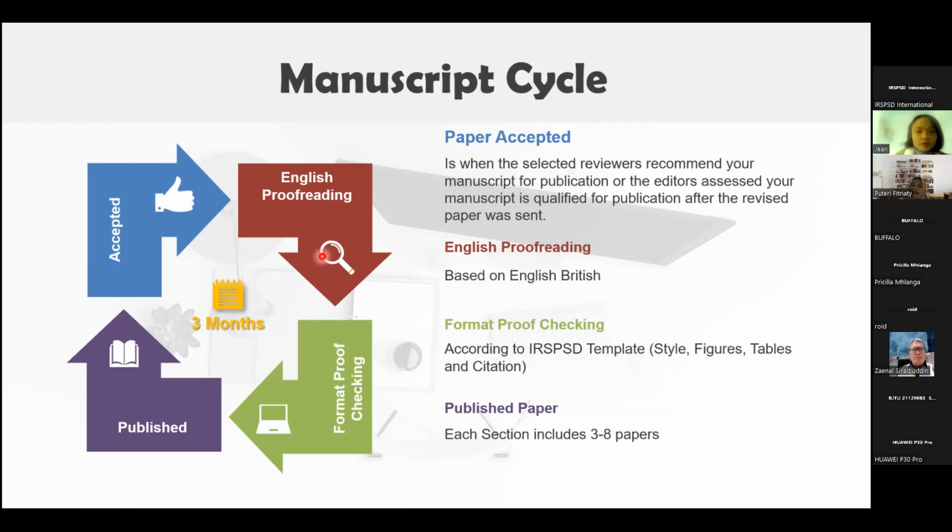And after the paper is accepted, we will send it to English proofreading. The journal is based on British English, so if you write the paper, you had better write it in a British style. And after that, we receive the English proofreading. In this English proofreading, we have an English editor. Her name is Tracy Taylor.